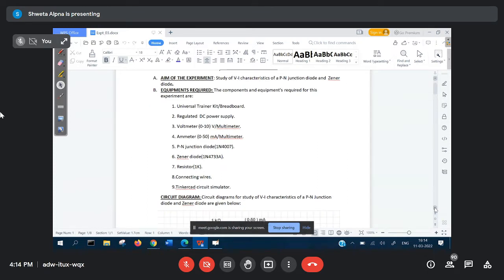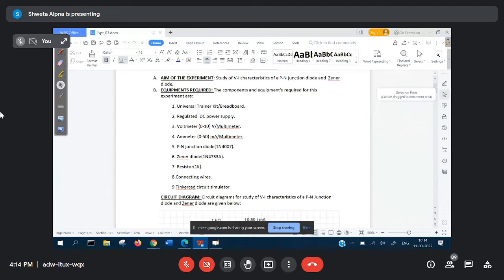VI characteristic means voltage current characteristic. That means the x-axis will be voltage, the y-axis will be current, and by varying some voltages in the input, you will measure the current and you will plot a graph. First, you will take the readings and plot a graph, and that will be called the VI characteristic of the PN junction diode and the Zener diode. Both are different components. First you will do the PN junction diode, and then you will do the Zener diode.